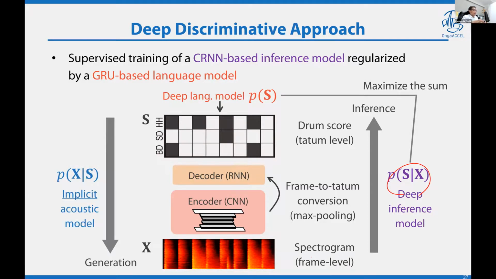And please note that the acoustic model is implicitly considered in this approach. According to the conventional classical probabilistic statistical approach, we first formulate some probabilistic generative model and then we incorporate a deep inference model. So this is a typical approach, but in the discriminative approach, we directly formulate this deep inference model, which implicitly involves the acoustic model or deep language model.